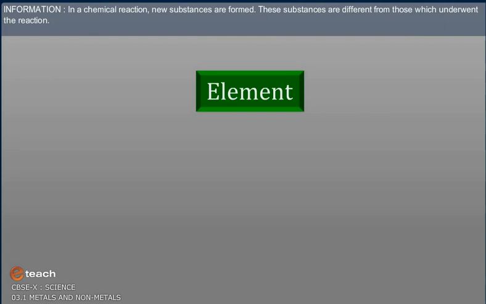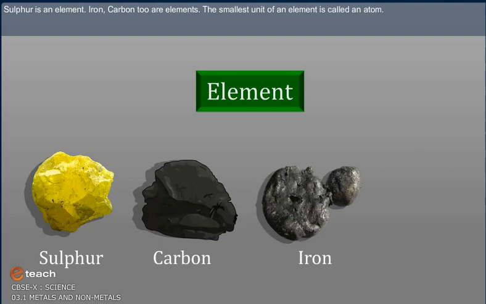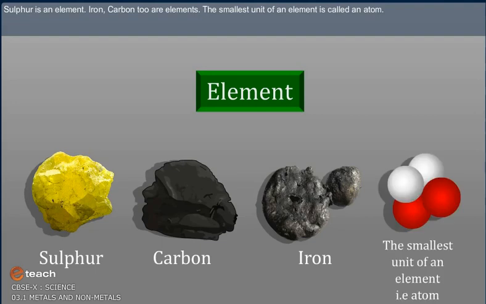Information. In a chemical reaction, new substances are formed. These substances are different from those which underwent the reaction. Now, if a substance cannot be broken down further by chemical reactions, by cooling, heating, or by electrolysis, it is called an element. Sulfur is an element. So is iron. Carbon too is an element.